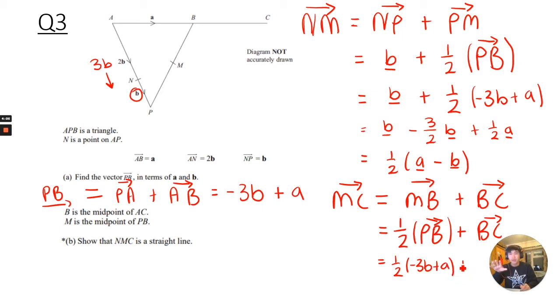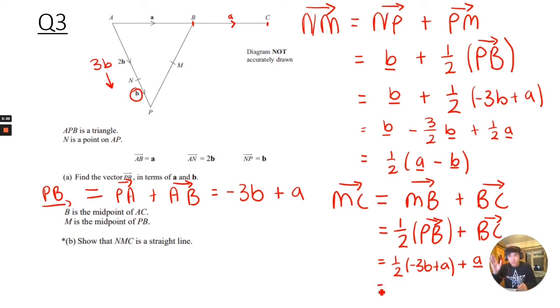Now, this BC part, it says that B is the midpoint of A to C. We have the vector A to B, and if B is a midpoint, then this distance here, B to C, is the same as A to B. And because it's a straight line, it's going in the same direction, so we can say that this vector here is also going to be a. So we can say BC is the vector a.